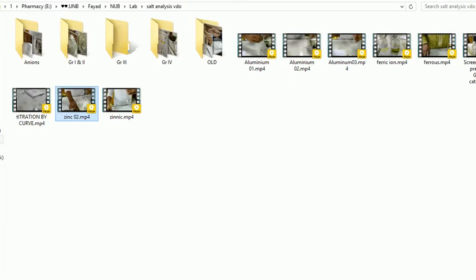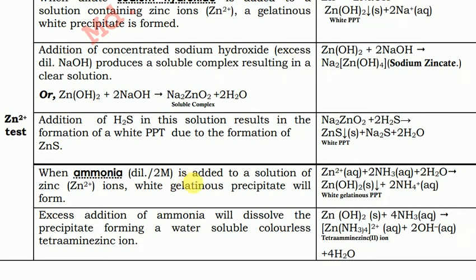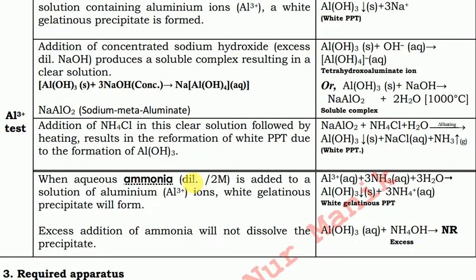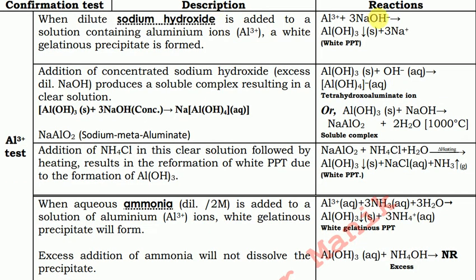Now let's talk about the detection test for the presence of aluminum ion. When dilute sodium hydroxide is added to a solution containing aluminum ion, it produces a white gelatinous PPT of aluminum hydroxide, indicating the presence of aluminum ion. Then if excess sodium hydroxide is added to the solution containing the white PPT of aluminum hydroxide, this will cause solubilization of the PPT, forming a soluble complex known as sodium meta-aluminate.